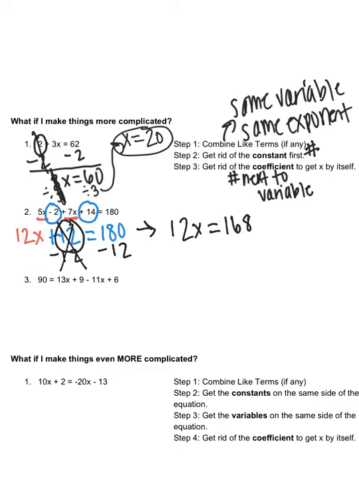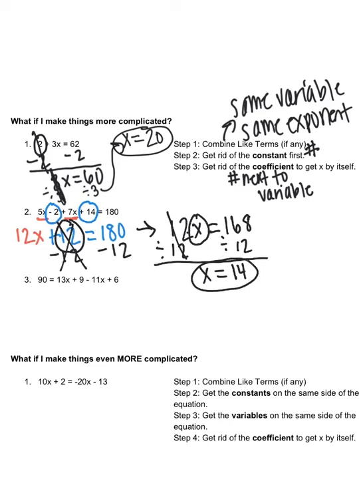I know that 12 is being multiplied by x, so I need to use my inverse of multiplication, which is division, because I want to get x by itself. So I'm going to divide by 12 on both sides. And that's going to cancel because 12 divided by 12 is just 1. And then I'm left with x equals, and then I do 168 divided by 12, which is 14.